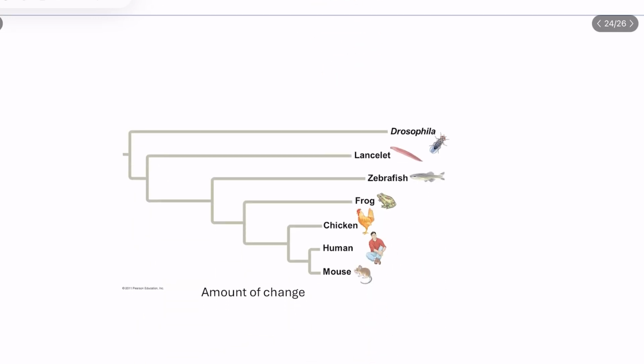Okay, and it depends on the data you provide. So if you provide nucleotide data, if you provide protein data, or if you provide some fossil records, then the representation of the tree will change with the provided data.